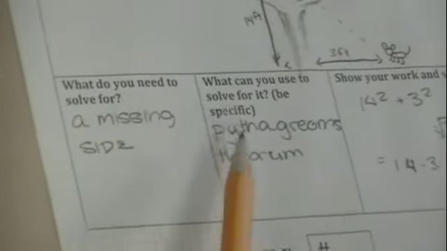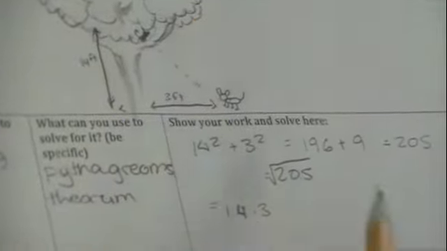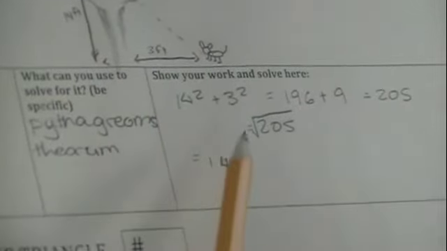So it gave me two sides, and I decided to use Pythagorean's theorem to find the missing side, which is the hypotenuse, which is the distance from the cat to the dog. And 14 squared plus 3 squared equals 196 plus 9 equals 205. And then I square rooted that, and I got 14.3. Beautiful. Thank you very much.